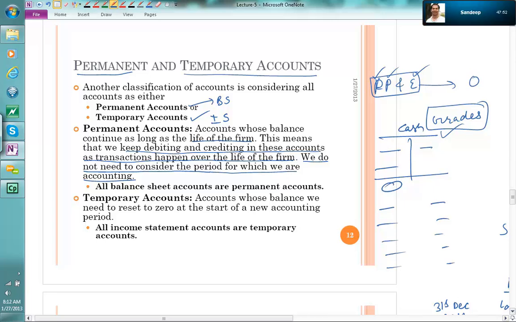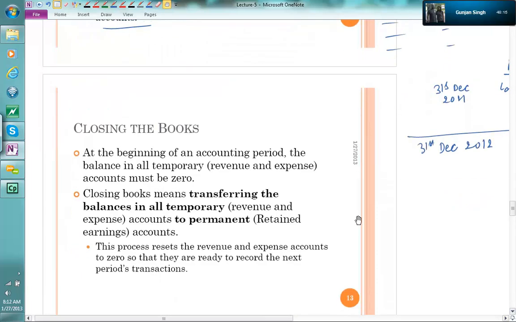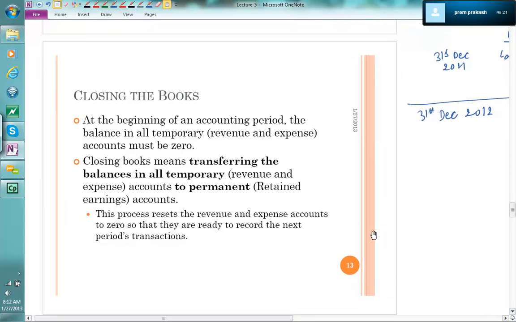And then temporary accounts are those whose balance needs to be reset to zero at the start of the new accounting period. So all the income statement accounts are temporary accounts. Is this concept of permanent and temporary account clear to you guys? Yeah. Good. So once you have understood permanent and temporary accounts, then we will talk about closing the books.